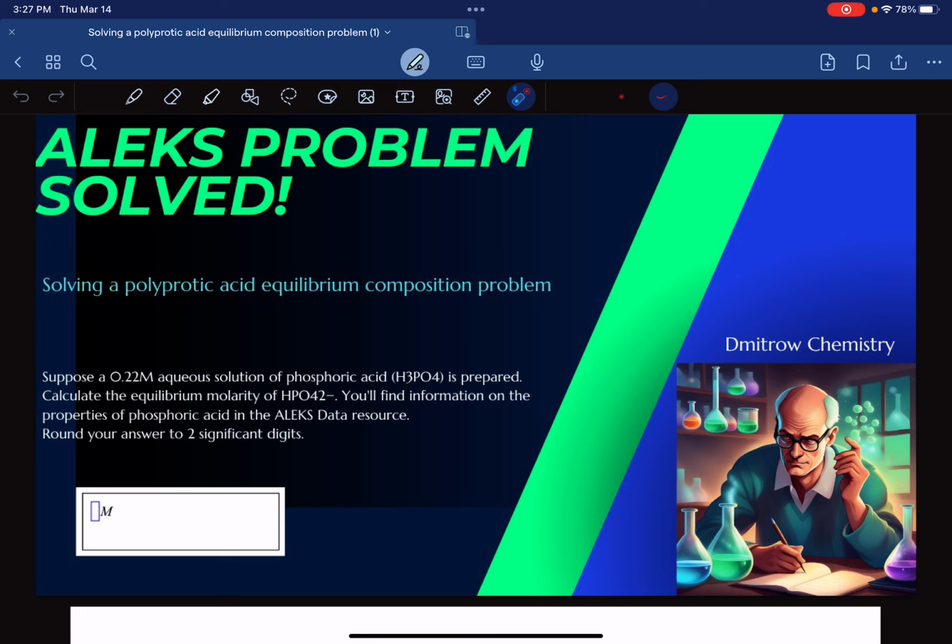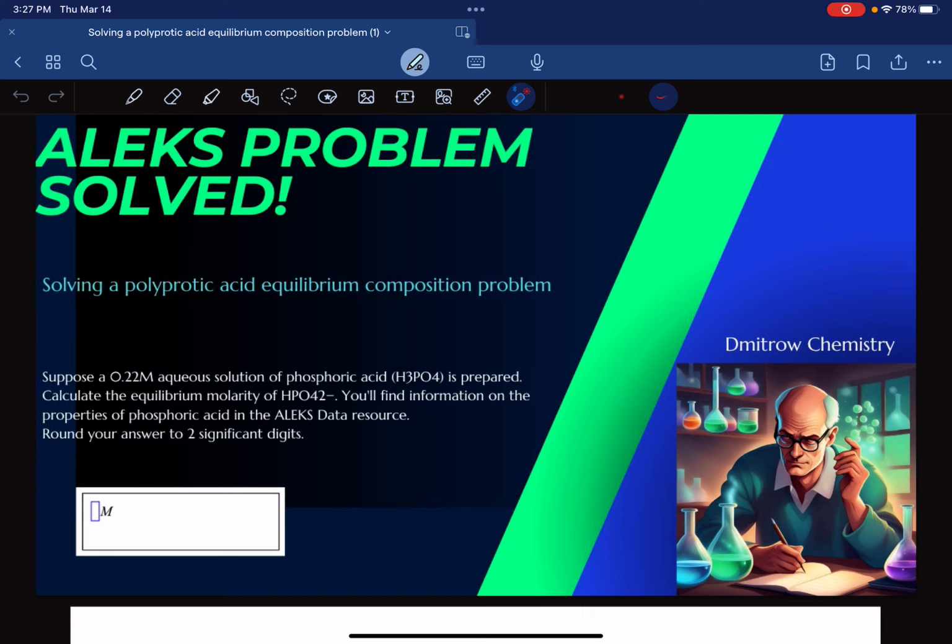Okay, so here we're going to be doing a polyprotic acid and we're solving for a variable. Specifically, they're asking us for the equilibrium molarity of HPO4 2 minus. If you watched the previous videos on polyprotic acids, if they give us the initial concentration of a polyprotic acid and the Ka for the first step, we can figure out the H plus concentration from the first step, and then that is the pH.